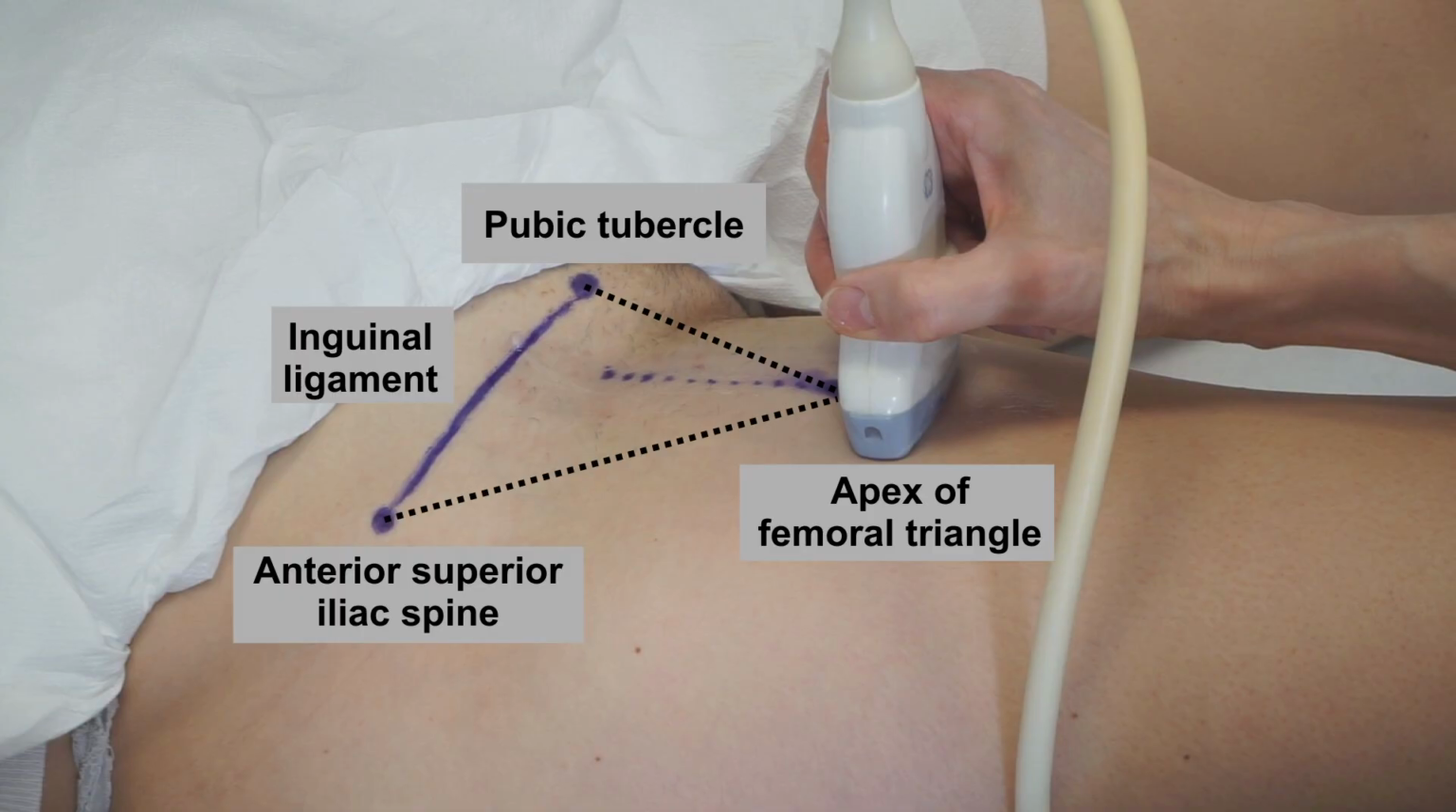The femoral triangle is delineated by the inguinal ligament superiorly, the medial edge of the sartorius muscle laterally, and the lateral border of the adductor longus muscle medially. The apex of the triangle corresponds to the intersection of the sartorius and adductor longus muscles.